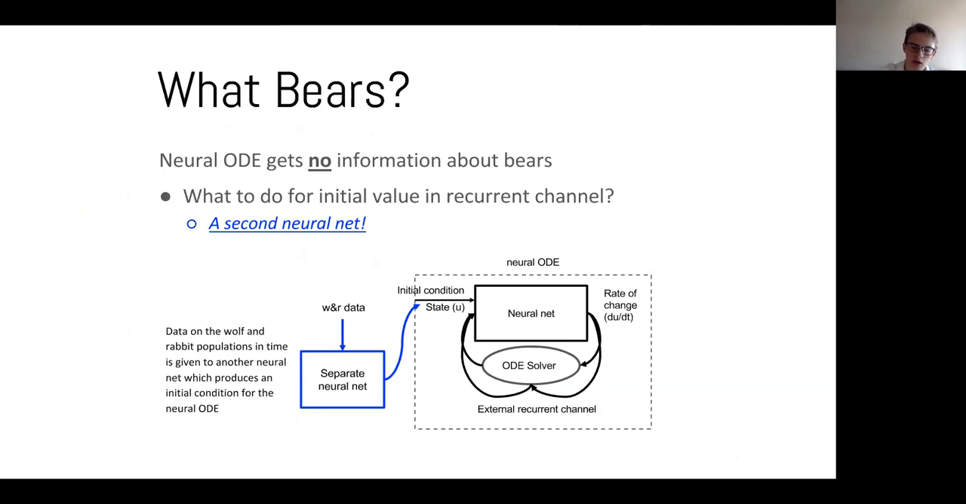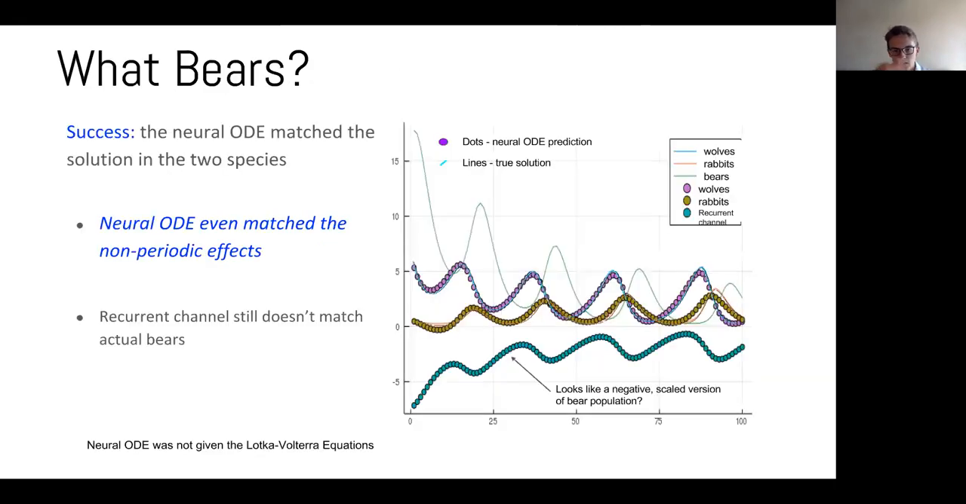So to do this, we need something to initiate that recurrent channel. So we have a separate neural net outside the neural ODE, which takes in a few data points from the wolf and rabbit populations and gives out another number to initiate the neural ODE. Now, after training, this looks like this. Again, the wolf and rabbit populations are right on top of their lines for the prediction. So it's successfully predicting the wolf and rabbit populations very well and over a much extrapolated time span, much longer than it trained for. Again, the bear population is off its line, but that makes sense. It doesn't even know the bear population. There's no way it could match that line.